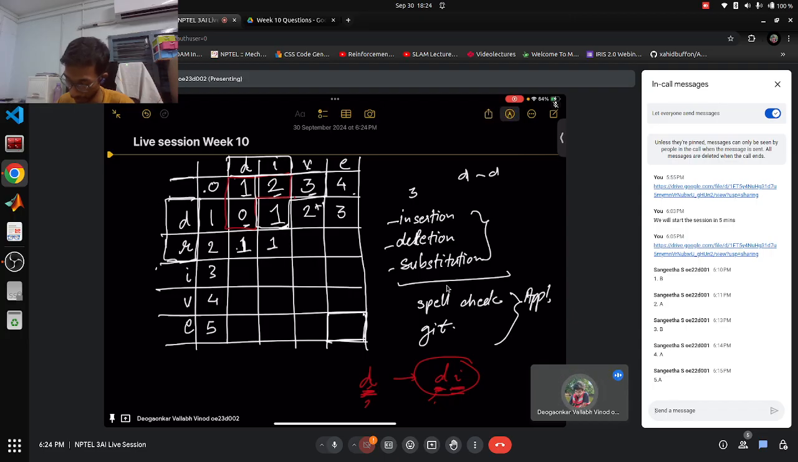Then dr and div. Again, the last alphabets are not the same, so you need to make 1 substitution of r and i and 1 insertion of v, so that is 2 operations, which is again done by the minimum of these 3. The minimum of these 3 is actually 1, so 1 plus 1. Similarly for this dr and drive, you need minimum plus 1.